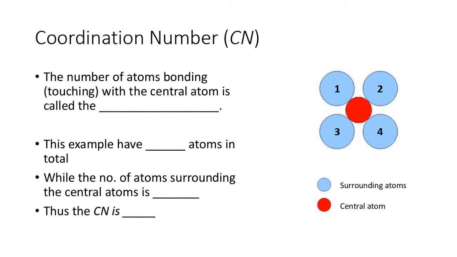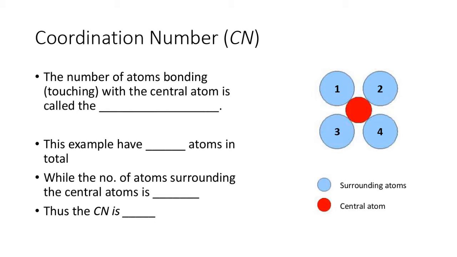Now this thing is called coordination number. So what is coordination number? Coordination number is the number of atoms bonding or touching the central atom. The number of atoms touching the central atom is called coordination number. Remember.